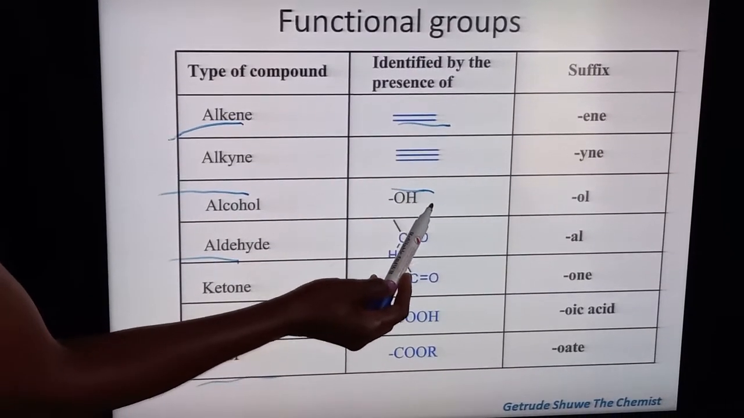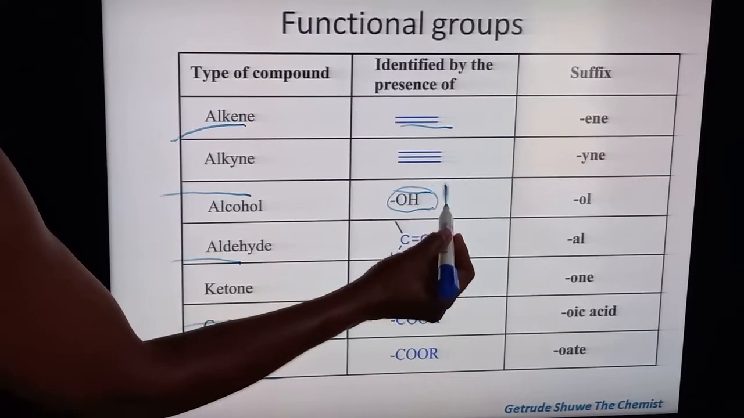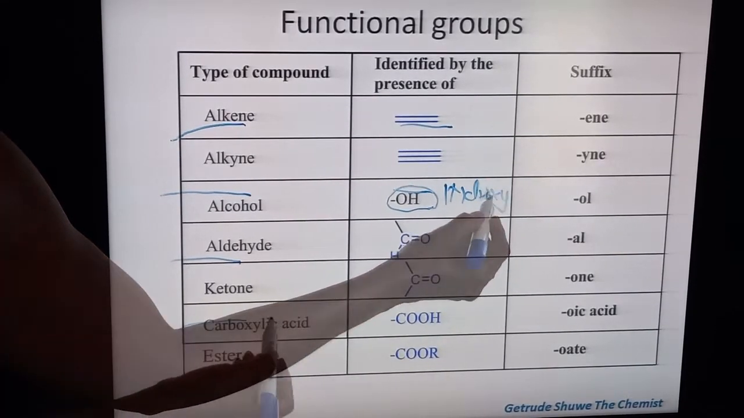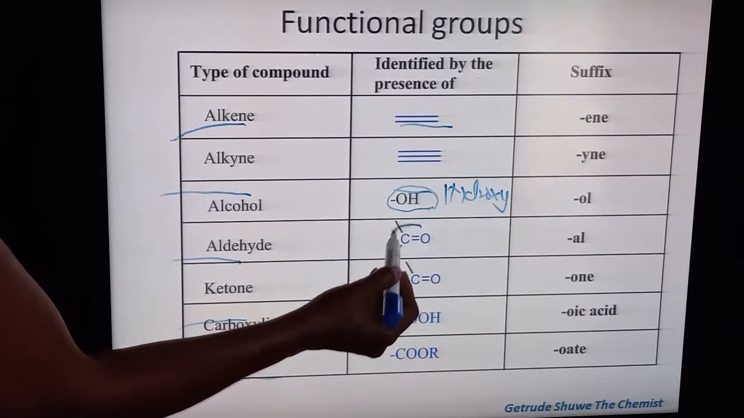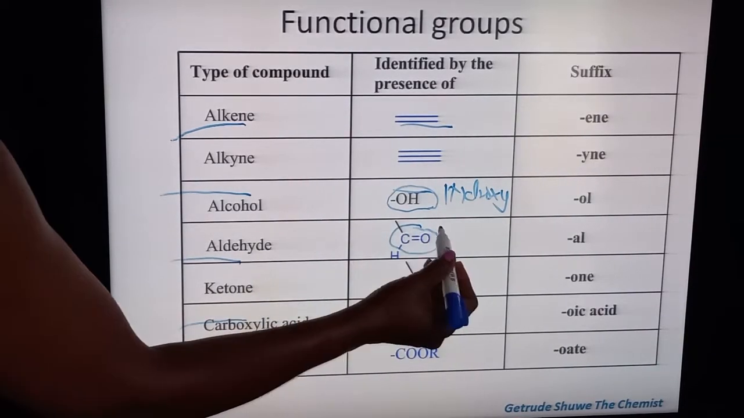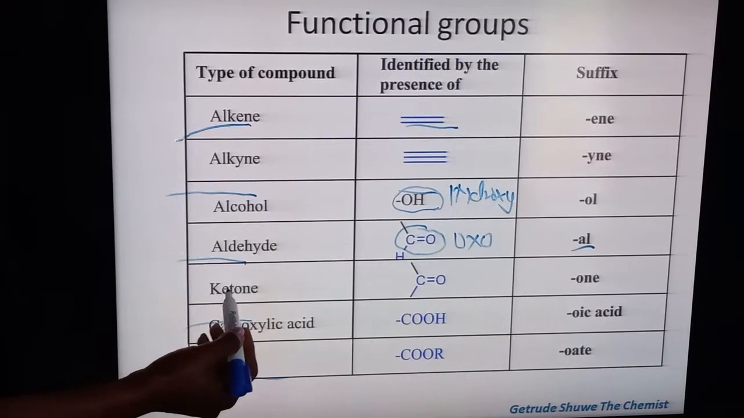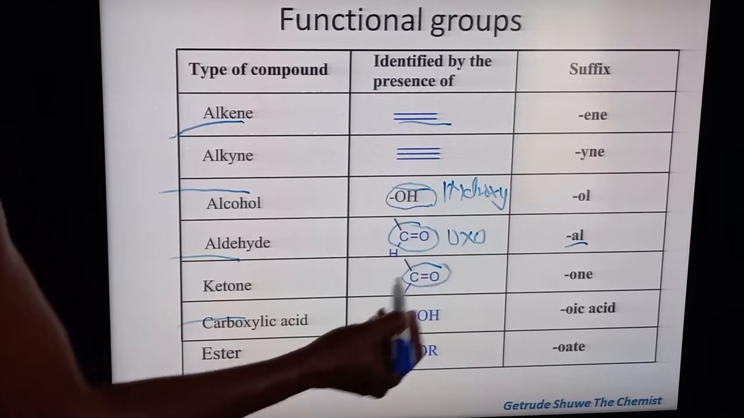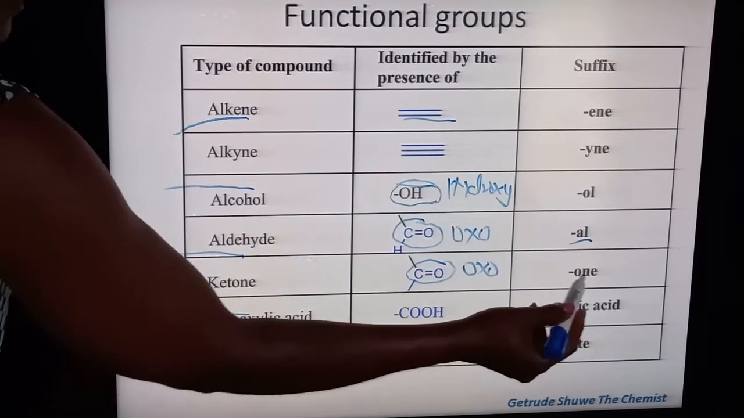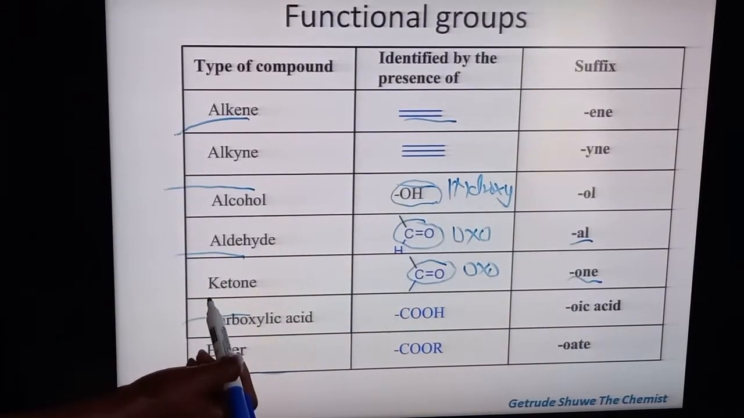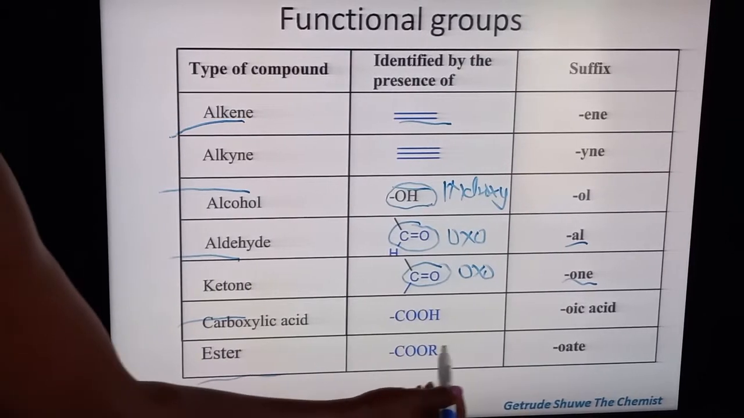Alcohols are given by the function OH. And just to add, OH sometimes is referred to as hydroxy. And the ending suffix is -ol. Aldehydes, if it's present as a group, it's called oxo. And the ending is -al. Ketones also, if it's used as a substituent, it's also referred to as oxo. But the ending as a parent chain should be -one. Carboxylic acid, -oic acid, esters, -oate.